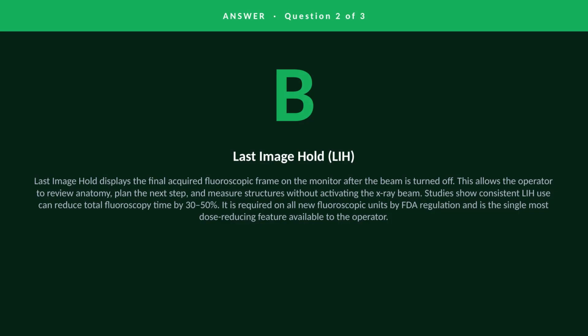The answer is B, last image hold. LIH displays the final acquired frame on the monitor after the beam is turned off. This allows the operator to review anatomy, plan the next step, and take measurements without activating the X-ray beam. Studies show consistent LIH use reduces total fluoroscopy time by 30 to 50%. It is required on all new fluoroscopic units by FDA regulation and is the single most dose-reducing feature available to the operator.